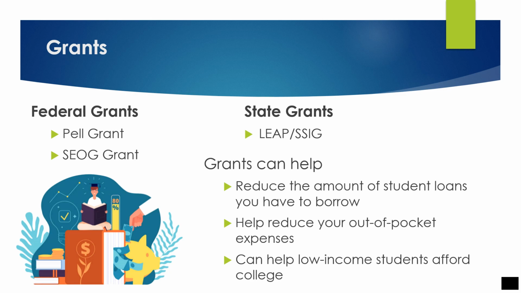In addition to federal grants, the state of New Mexico offers grants to its students. The LEAP grant, formerly known as the SSIG, provides need-based grants to help low-income graduate students who are New Mexico residents pay towards their educational expenses. The SSIG grant is available on a first-come, first-served basis, and priority is given to students who also receive the Pell Grant.